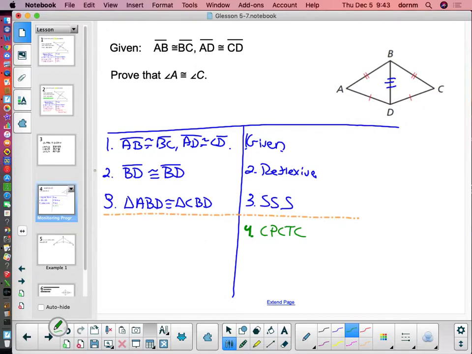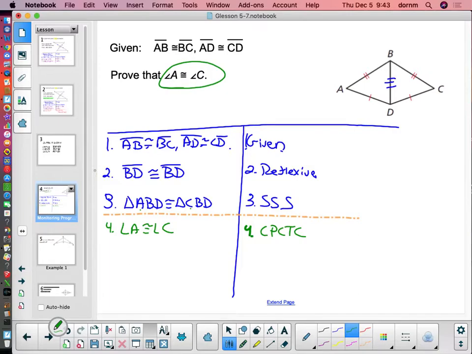And what can I conclude? Well, look at the statement. Angle A goes with angle C, which is what we're trying to prove. Our proof is now finished, because we've been able to conclude the thing that we are trying to prove. Okay?